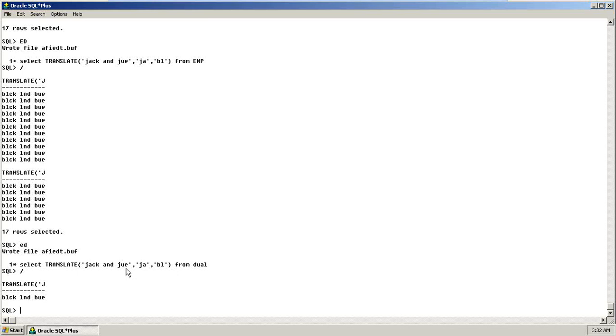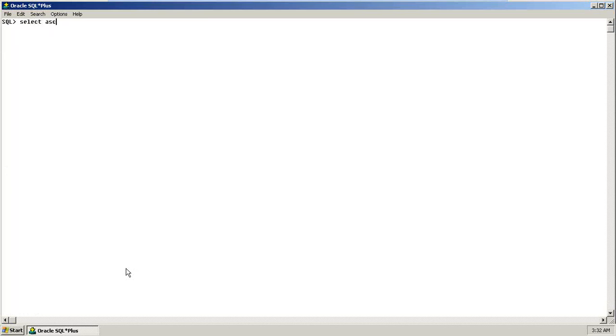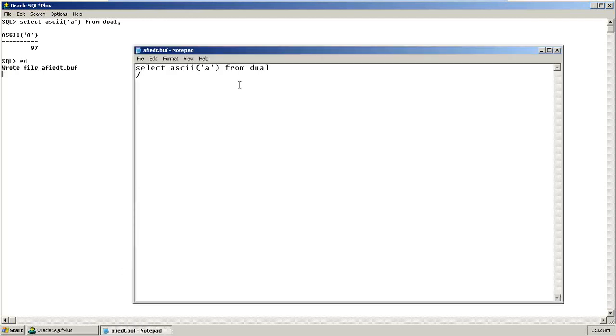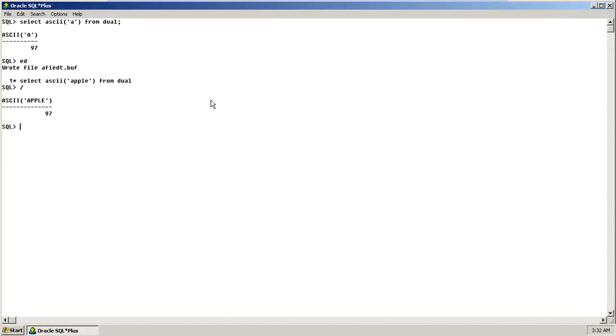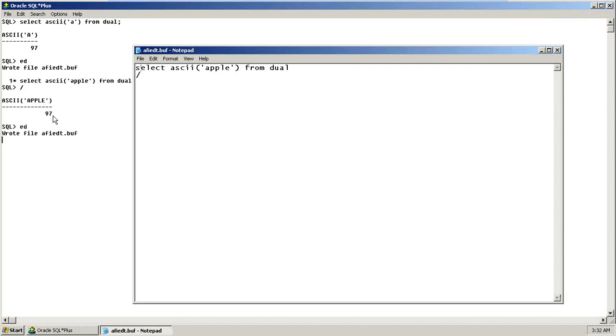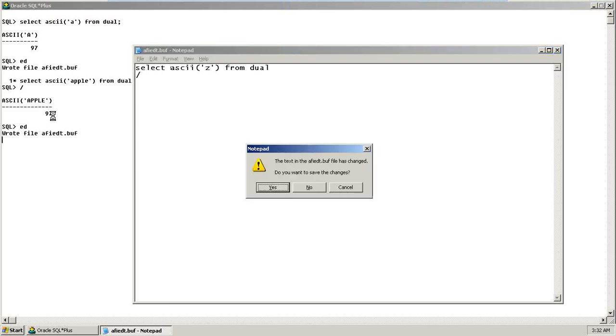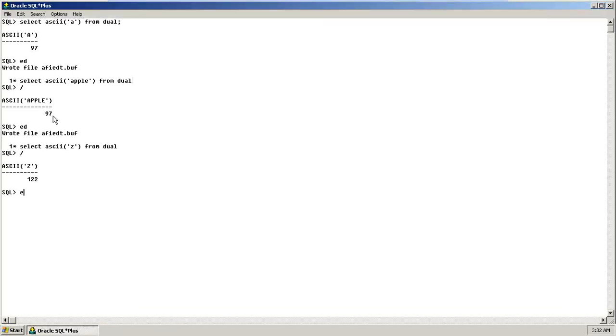And one more function is there, that is ASCII. Select ASCII of some character. If you give it, it returns the ASCII number of the given character. Even though you type a whole string, it returns the first character's ASCII number of the given string. That is the ASCII function. So for the small a, there is an ASCII number. For the small z, this is the ASCII number.